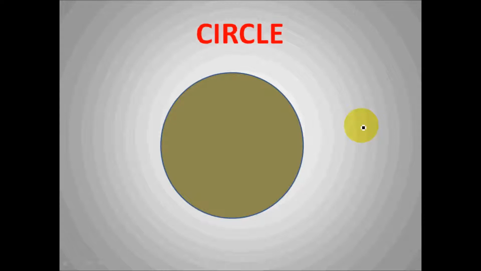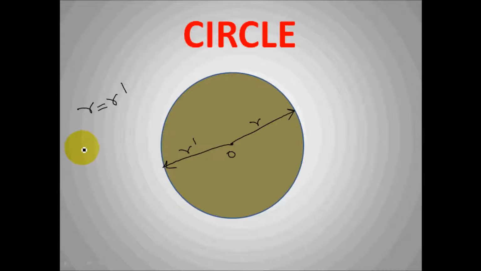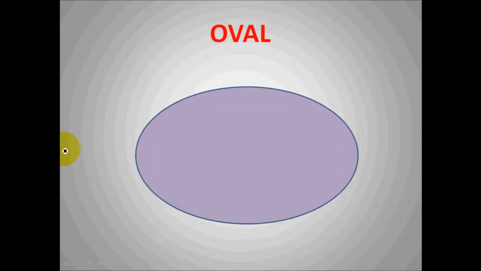So now let's go with another figure. Circle. Let's take the center point of this circle to be O and a radius, where the edge of the circle is marked, that is called radius R. And if we go on the other side also, let's take it to be R dash, where R is equal to R dash, then this is called circle.